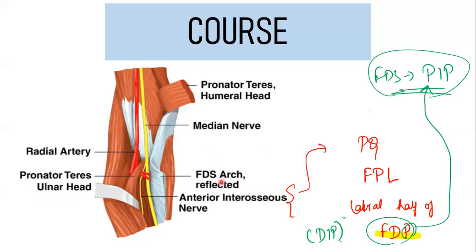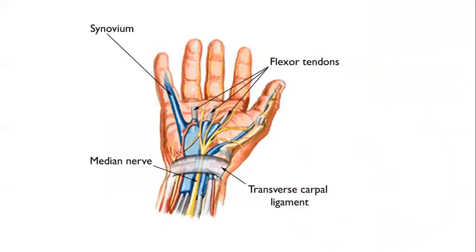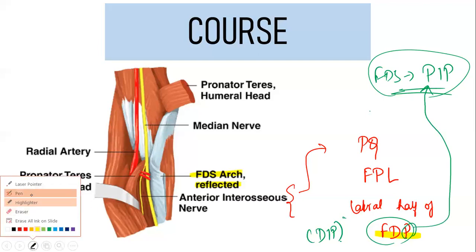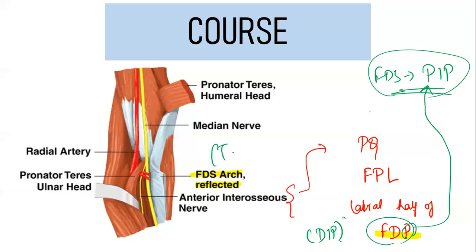Yes, if you take, here he has shown something called the FDS arch reflected. So what happens is, once the nerve pierces the pronator teres, it is going to go underneath a tendinous arch that is called the tendinous arch of flexor digitorum superficialis. So if you appreciate, all the flexors are going to arise from a common flexor origin, right? So it is going to travel downwards.